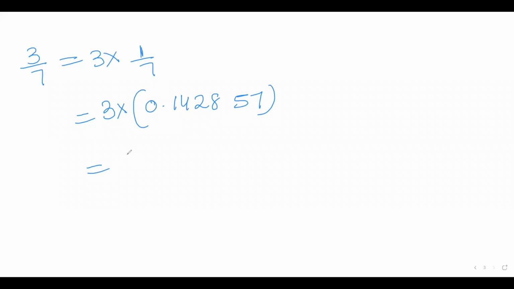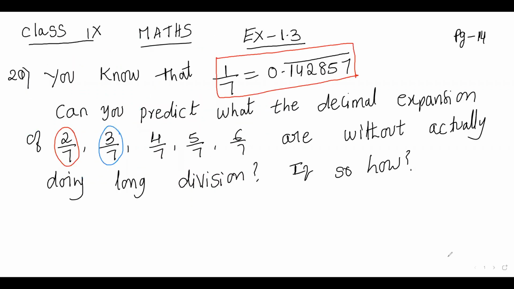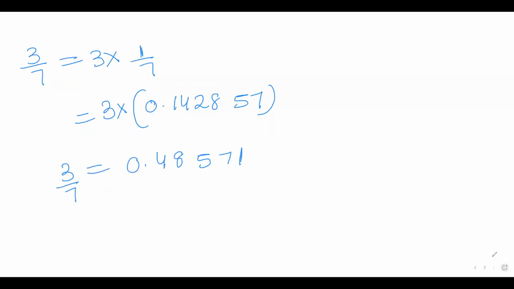On multiplying, we get 0.428571. So 3 by 7 decimal form is this. Without any division, we got our answer. Now he's asking us to find 4 by 7, 5 by 7, and 6 by 7. In the same way we can get these values. I will show in the next page.